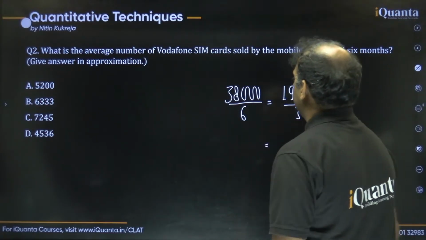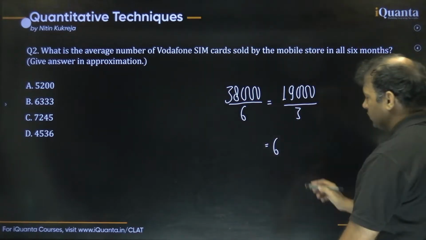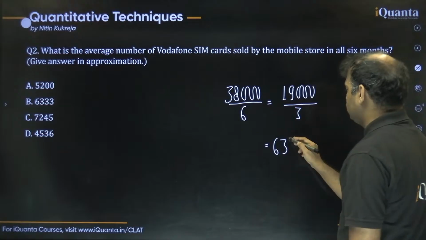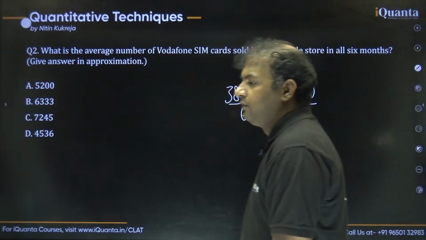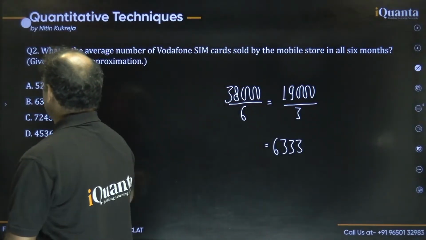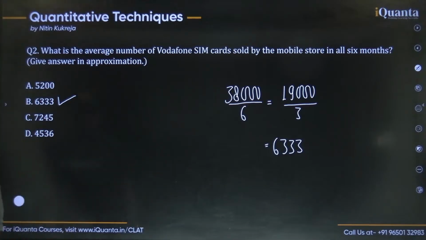And then dividing by 3 will give us how much? It will be 6 and then 1 0, 3 again, and then 1 0, 3 again, and then 1 0, 3 again. So 6,333 approximately. So we will say that option B is the best option which we have. So option B has to be the best one. I hope this is clear.